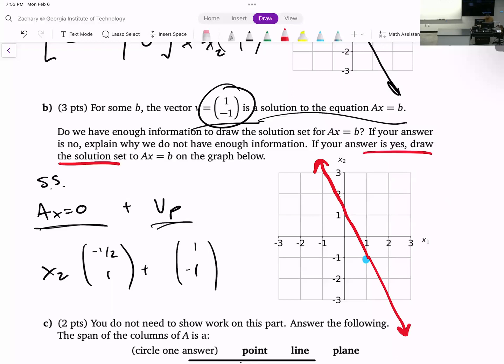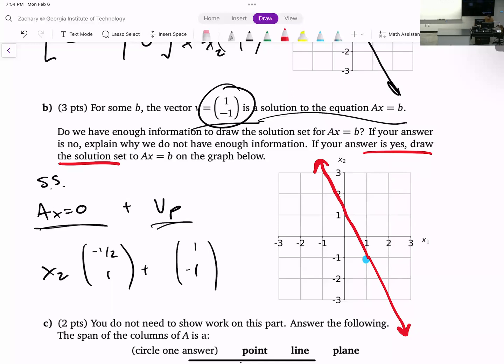If your answer is yes, draw. We drew it. All this is giving you some information, and what you need to understand is we have a solution. So that's just our shifted start, if you will. Questions on this? Very few got this right in the last couple exams.